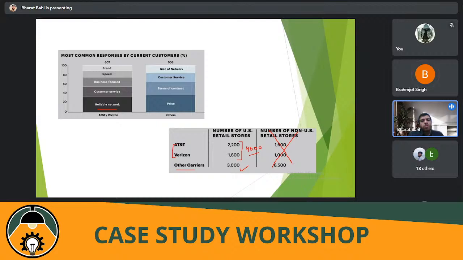But taking into account the better customer base, which is very much aligned with the product type we are going to pitch, and also a larger reach in terms of retail stores, which are 33% more compared to the other retail stores, I guess we should go with ADT and Verizon. Yeah, that's good to go. Okay, thank you, sir.